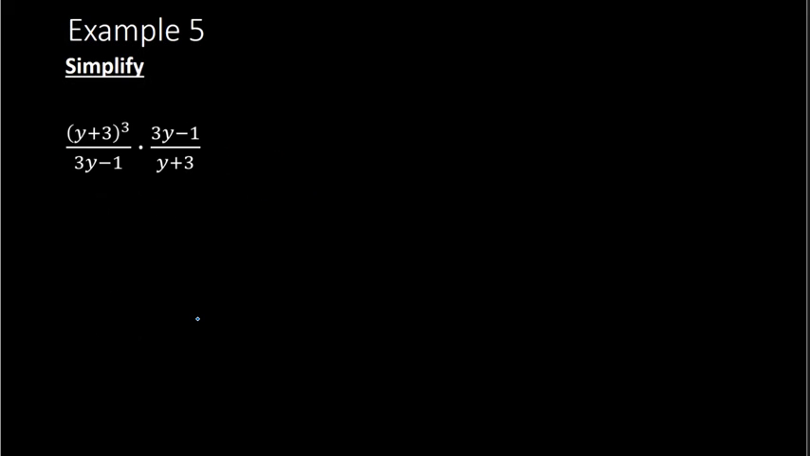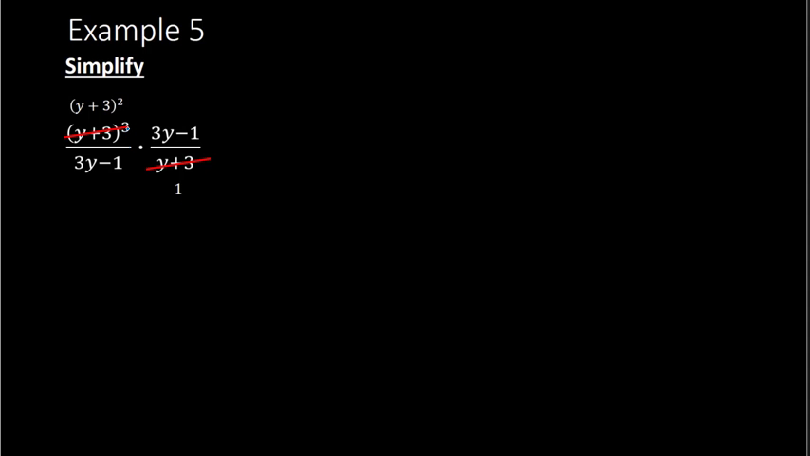Example 5. Similar to the last one, we have (y + 3) to the third power over (3y - 1), times (3y - 1) over (y + 3). Looking at the y + 3's on the top and bottom, I can divide those, and I would be left with (y + 3) squared on the top and 1 on the bottom.